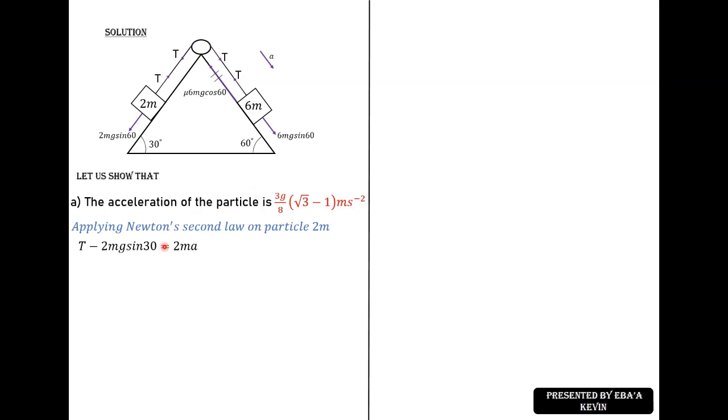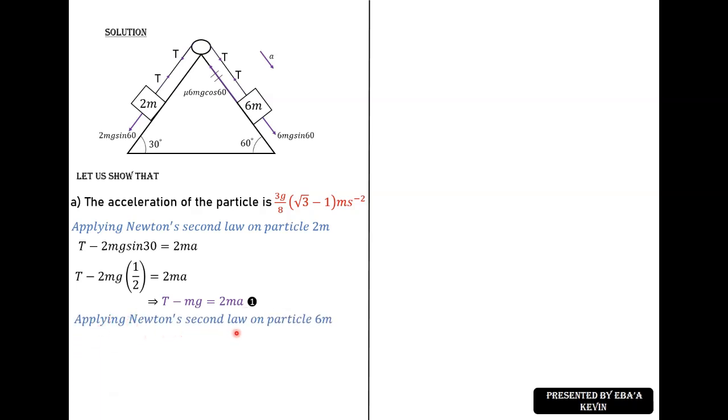So applying Newton's second law on particle 2m, we get T minus 2mg sine 30 equal to 2ma. Further simplifying, knowing that sine 30 degrees is half, we get T minus 2mg times half equal to 2ma. This gives us T minus mg equal to 2ma. Let us call this our equation 1.